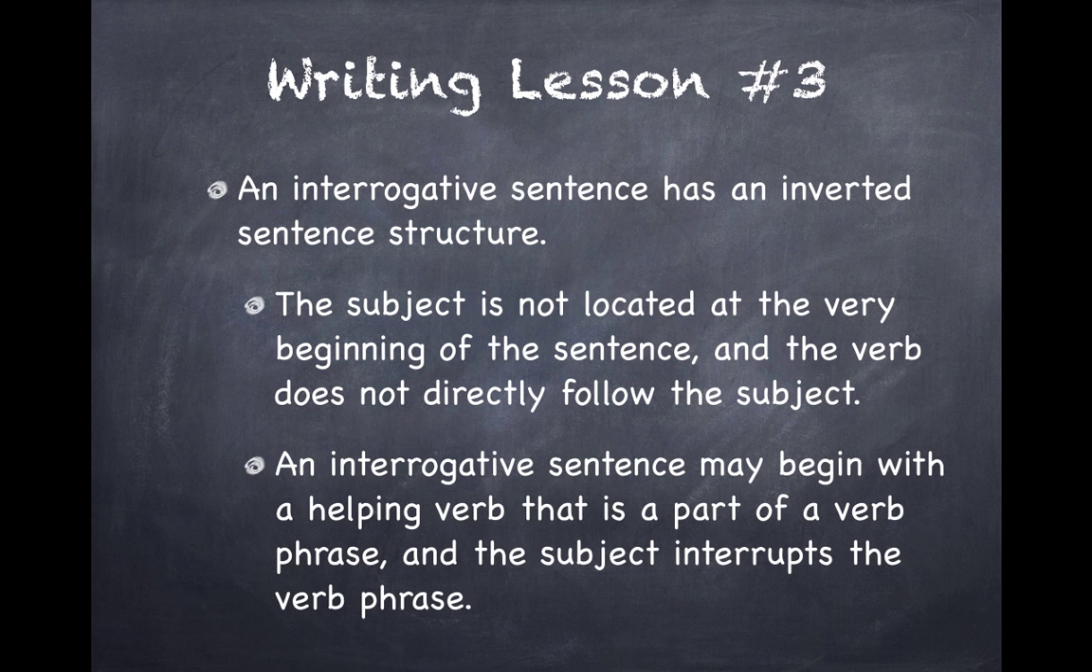An interrogative sentence may begin with a helping verb that may be part of a verb phrase, and then the subject is going to interrupt the verb phrase. So that's one way you can identify an interrogative sentence. If you see a helping verb like do or will or can, that's going to be an interrogative sentence usually.